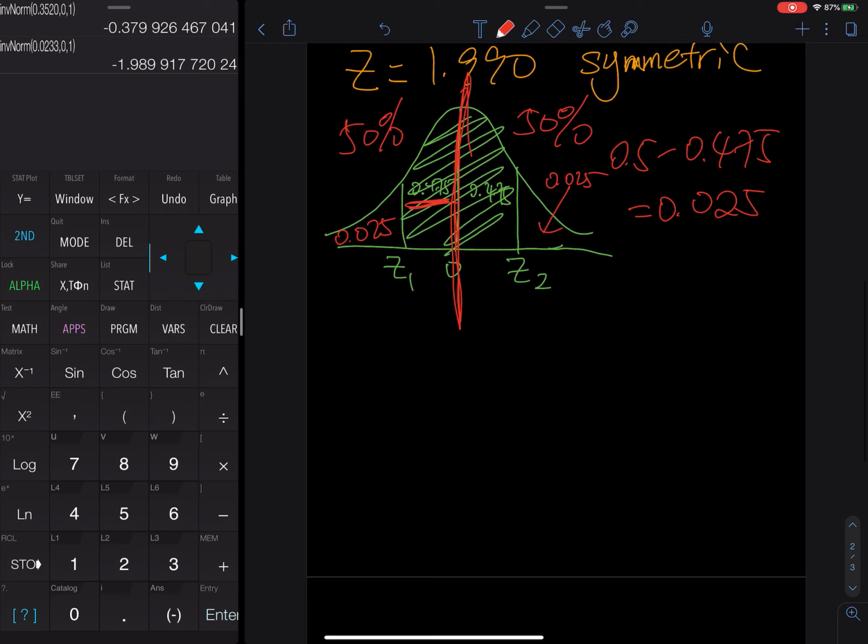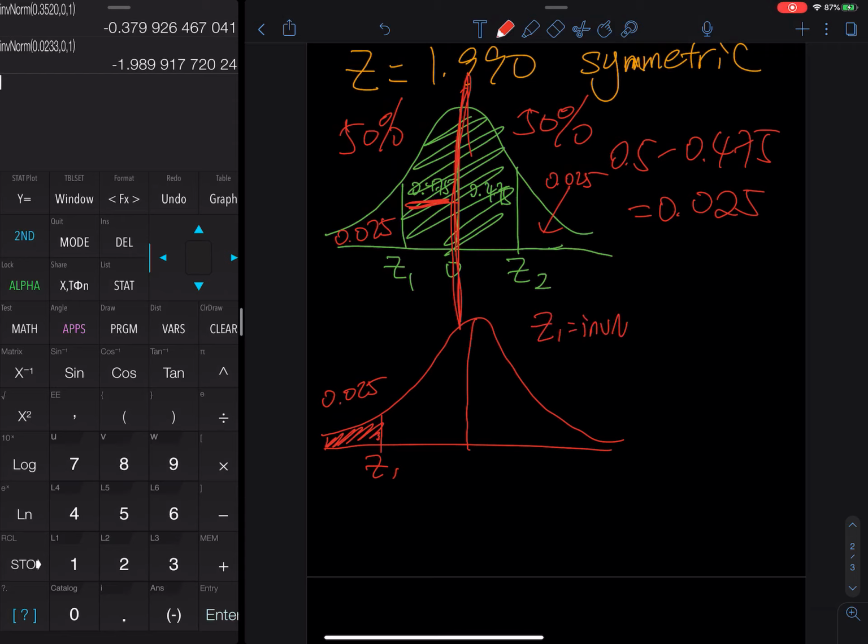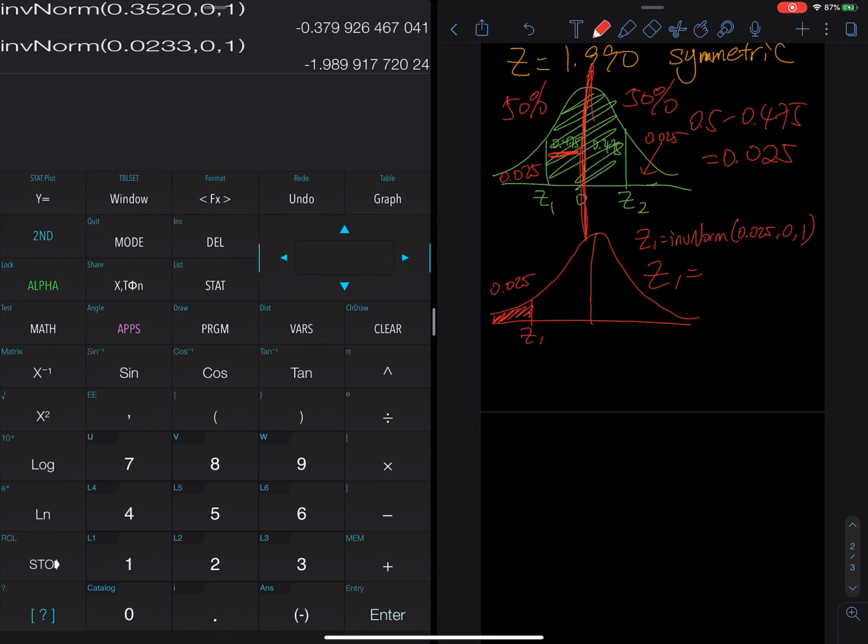So that means what we are doing is this. I need the 0.025 to find my Z1. I know that it's not the area that we are looking for, 0.025, but I need to borrow this for now to find the Z1. So the Z1 is equal to inverse norm 0.025, 0 and 1. Let's get that. So we have a second VARS, inverse norm 0.025, comma 0, comma 1, and there you go.